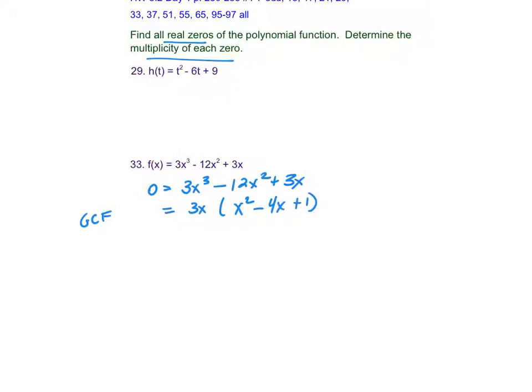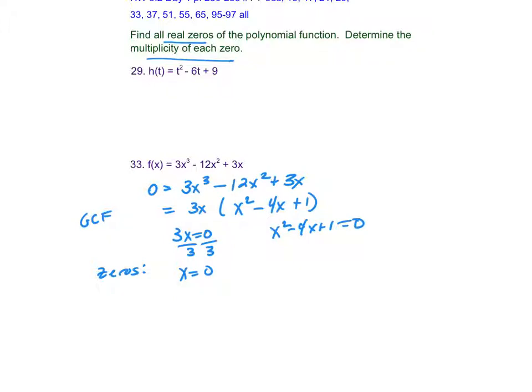By the zero product property, I can set each one of these factors equal to 0. So I say 3x equals 0 and x squared minus 4x plus 1 equals 0. Solving the first equation, I would divide both sides by 3, and I would get x equals 0. That's one of our zeros.